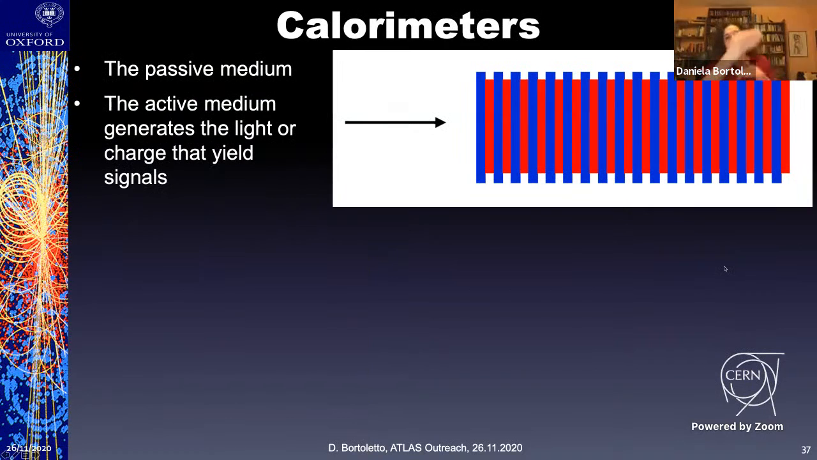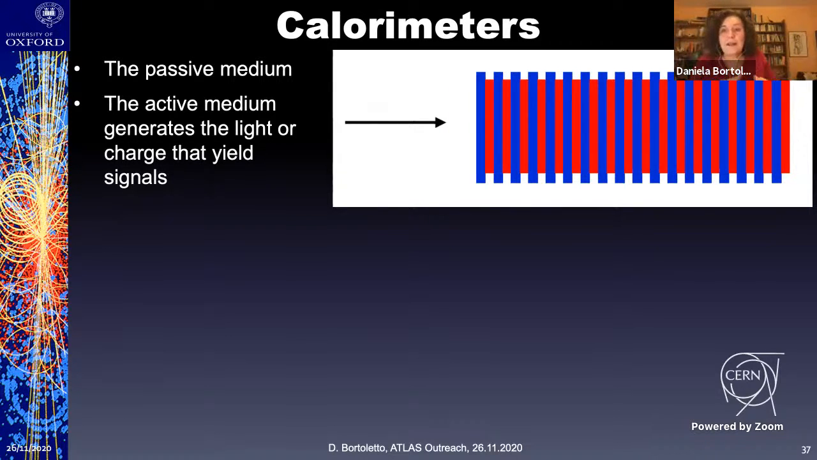So now let's go to the calorimeter. Most of the ATLAS calorimeters are called sampling calorimeters. There are many species of calorimeters, and they consist of plates of passive material alternating with sensitive material.